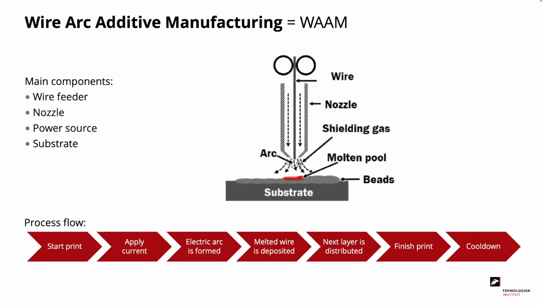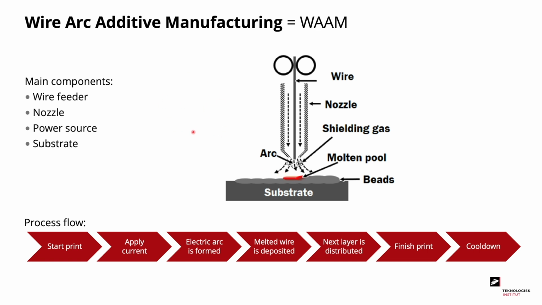Now we are looking into the final of the 3 technologies, namely WAM. Here we also have 4 main components. It is once again the wire feeder. We have a nozzle. We now have a power source and still a substrate. The setup in a WAM process is built using a wire, which is extruded through a nozzle. The shielding gas is also extruded typically through the nozzle. Both the nozzle and the substrate are connected to a power source.